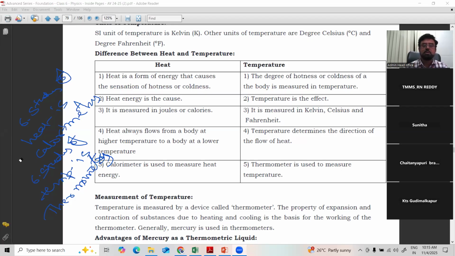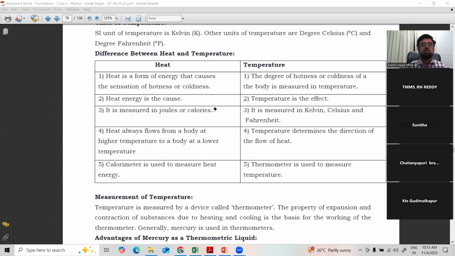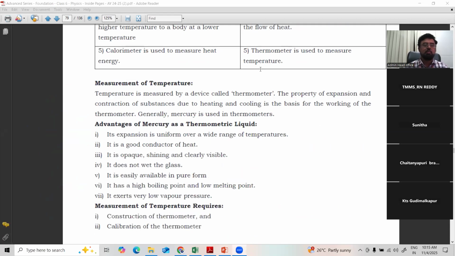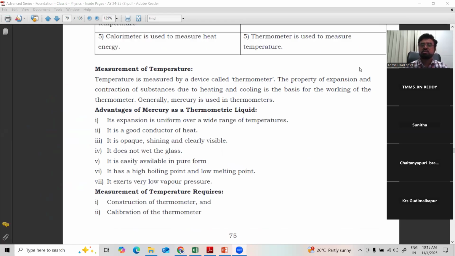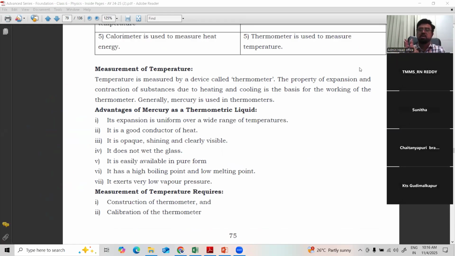Okay, I'm moving to next. After knowing about temperature, we are studying what is heat, what are the effects of heat. What is the difference between heat and temperature? We have seen it is clear that without heat, there is no temperature, because heat is a cause. Without cause, we cannot get the result. Now we are discussing how to measure temperature.